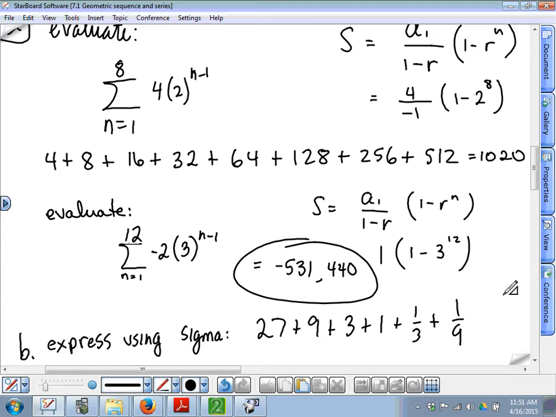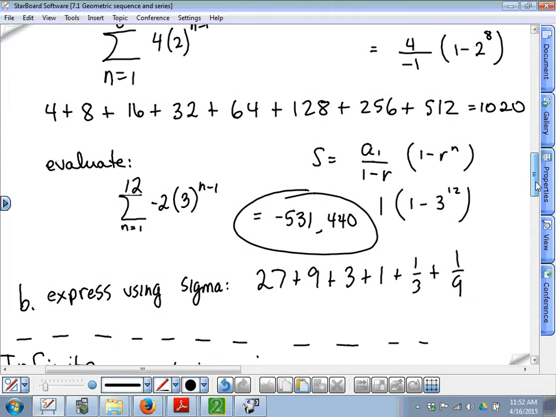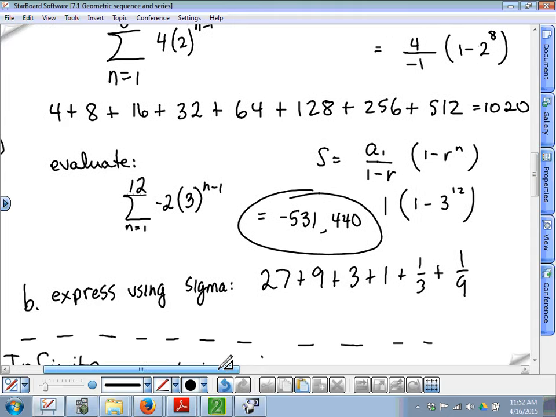You need to know how many terms you're adding together. You need to know the first term. You need to know the common ratio. All of those things are very easy to find just by looking at it. How many terms are we adding up? 6.